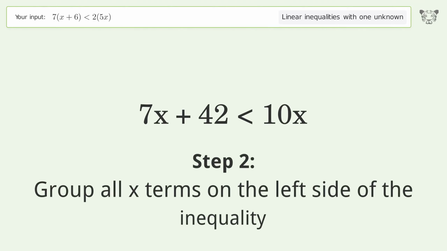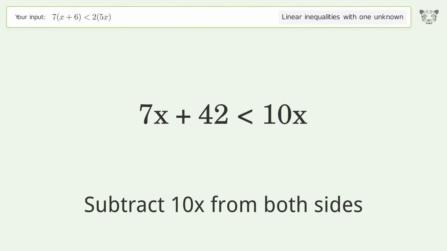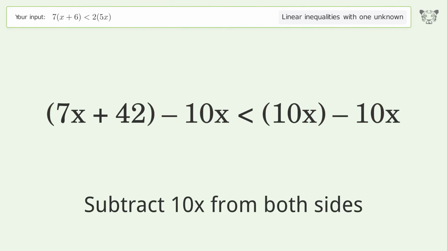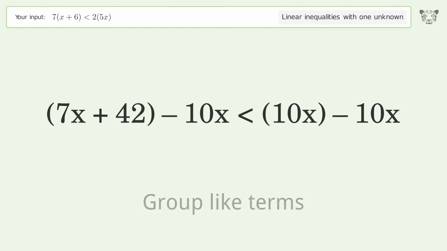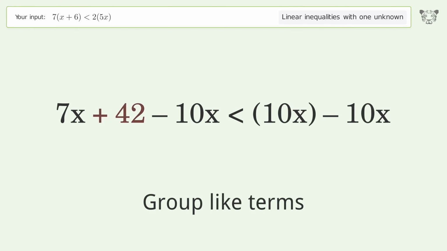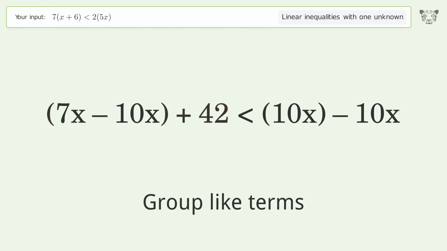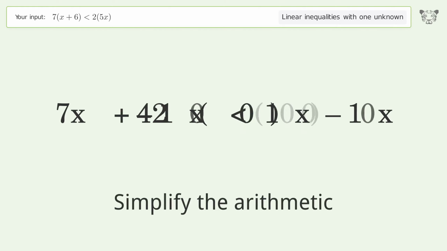Group all x terms on the left side of the inequality. Subtract 10x from both sides. Group like terms. Simplify the arithmetic.